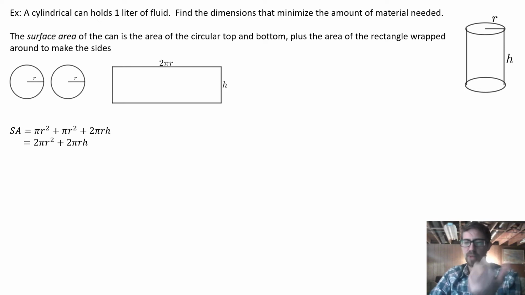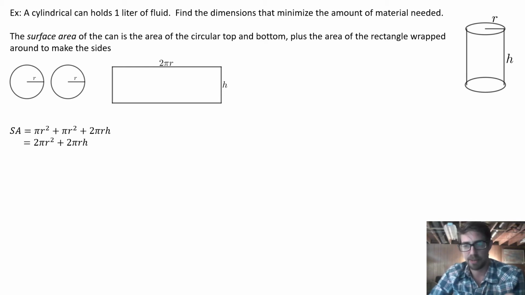So now we have the same problem as we did in the first problem, which is that this is an equation with 2 variables, right? It's a function, but it's a function of r and h, and we don't know how to take the derivative of something with 2 variables. You will in Calc 3. So we, again, use our restriction. We have to have a restriction.